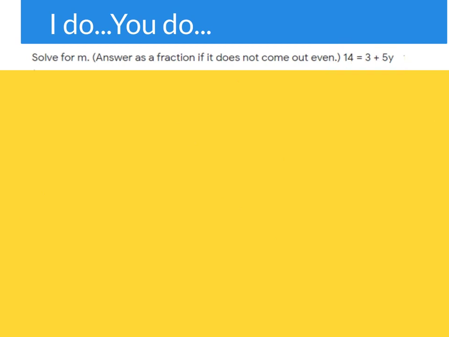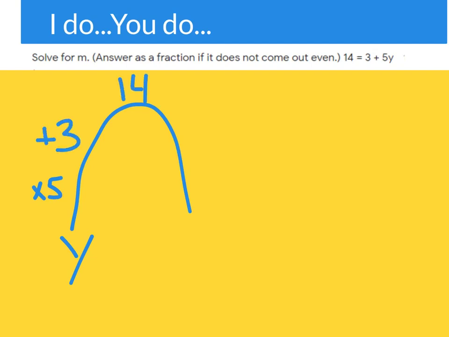Second one is a two-step algebraic equation. I'm going to do it with rainbow this time. So I look at it and say, oh, well, there's the variable y. What they did to it in order of operations is they multiplied by 5 and then added 3 to get an answer of 14. I'm going to do the opposite. Where they added 3, I'm going to subtract 3. And where they took it times 5, I'm going to divide by 5.